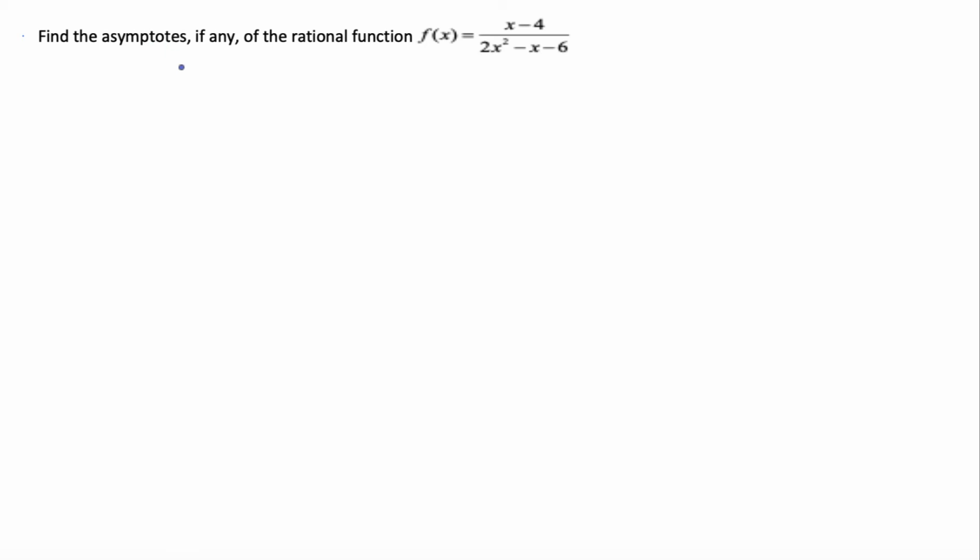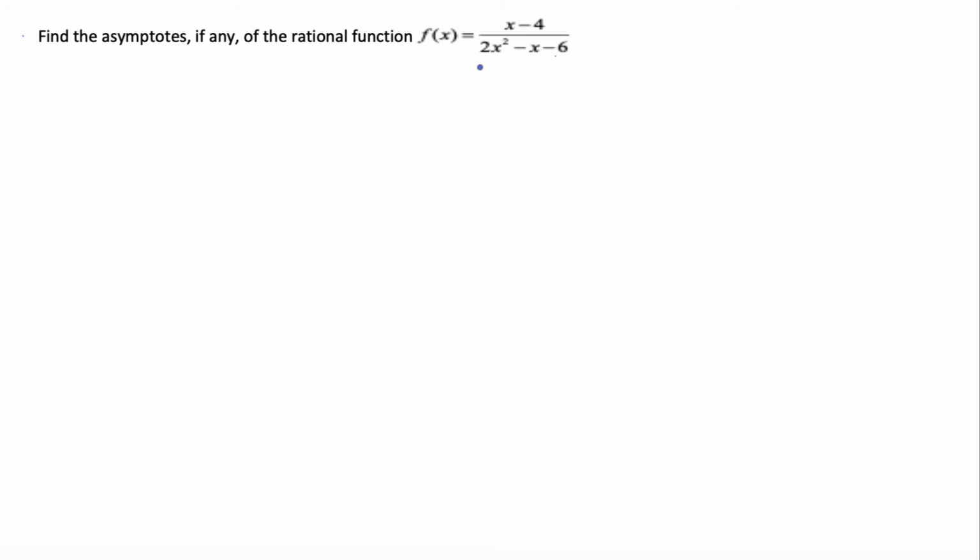Find the asymptotes, if any, of the rational function f of x equals x minus 4 over 2x squared minus x minus 6. All right, so we do obviously see that this is a rational function because it's a fraction, and we do see the x terms in the denominator.